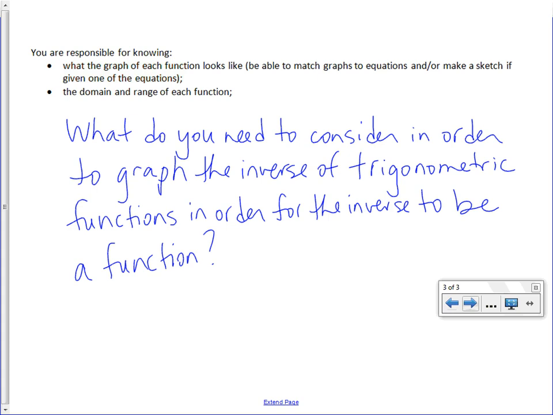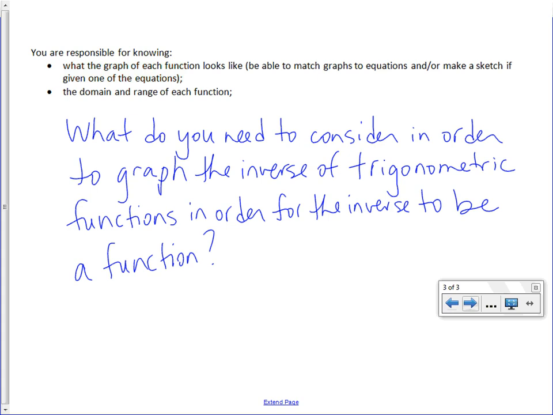Does that make sense? Do you guys get that? It should be an easy mark. What do you need to consider in order to graph the inverse of trigonometric functions in order for the inverse to be a function? You have to consider that you need to restrict the domain of the original so that the inverse is a function, because I would say something to the effect of: what's the common characteristic of all trigonometric functions? They're periodic, meaning they repeat, and we know that if a function repeats, then it will fail the horizontal line test. So we need to restrict the domain of the original so that the inverse will pass the vertical line test.